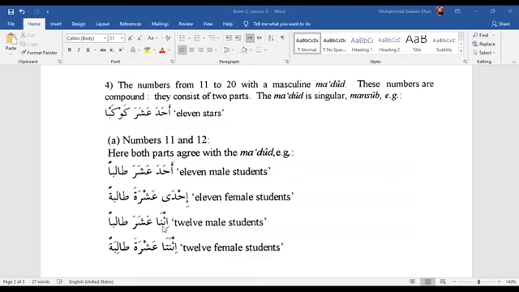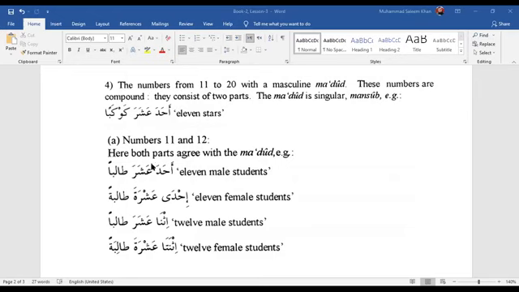So it's the same. Ithna is masculine, ashara is masculine, and taliban is also masculine. Whereas ithnata is used for feminine, ashrata is used for feminine, and talibatan is also feminine. So they will be equal in number, gender, capacity, and status. They will be the same.